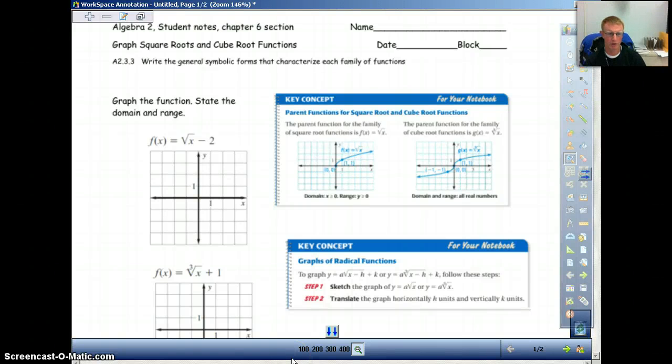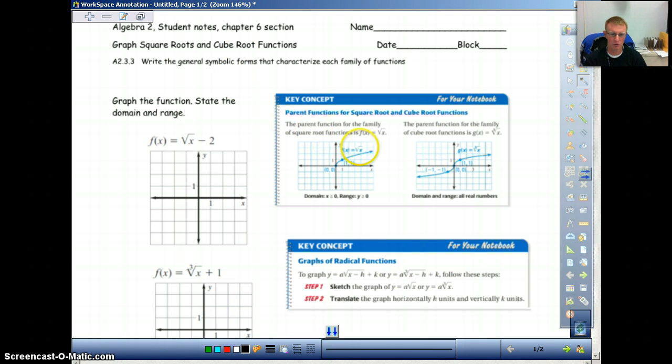Okay, so we are doing Chapter 6, Section 5, which is going to be graphing square and cube root functions. This is actually, I think, pretty easy. It's no different than what you did when you graphed quadratic functions and linear functions. What we just need to realize is that they're all pretty much the same concept. The parent function of square root of x is square root of x. The parent function of the cube root of x is just cube root of x.